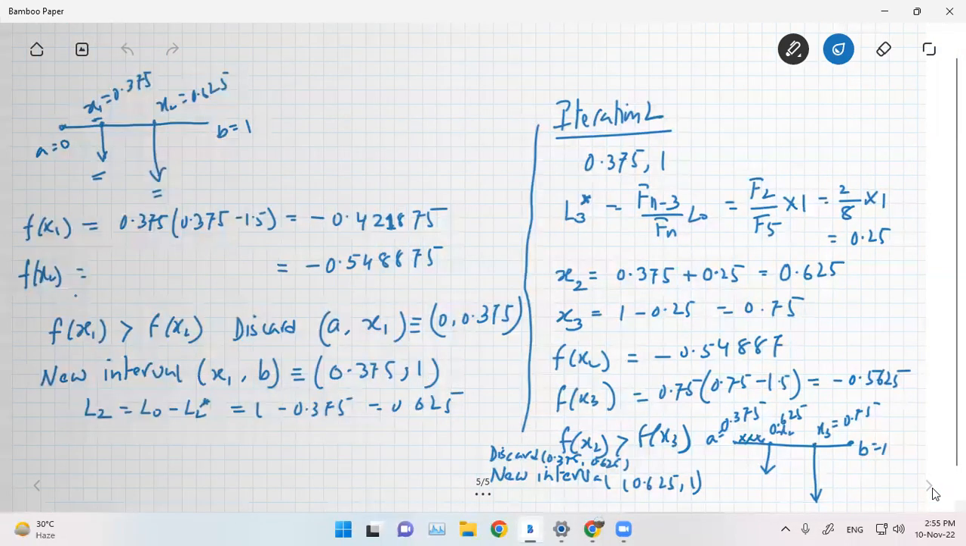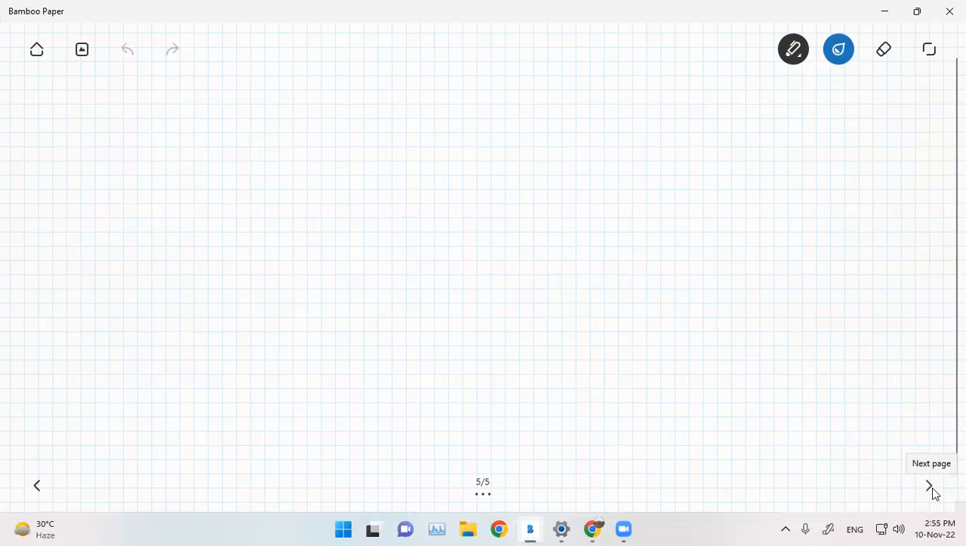Okay, so iteration 3. If we try to draw it, we have 0.625, then 1, and also a point in the middle. We don't know yet which one will be x3 and which one will be x4. So let's find L4 first.